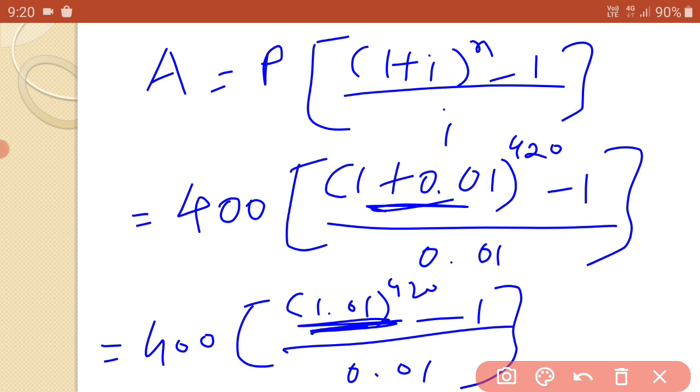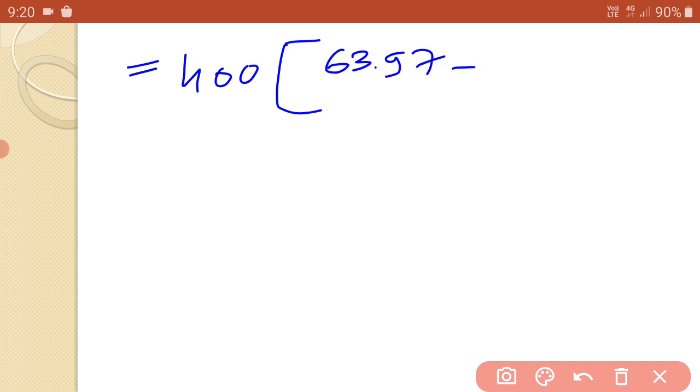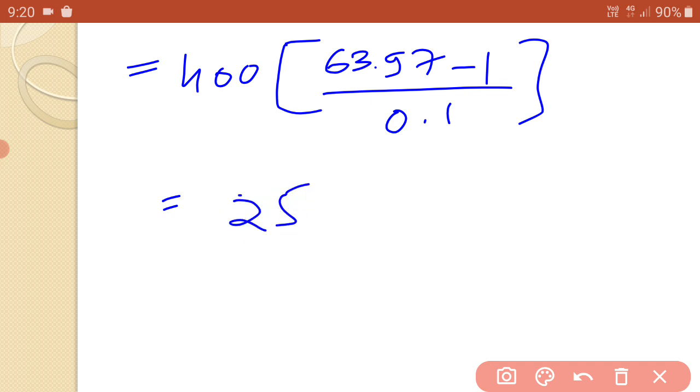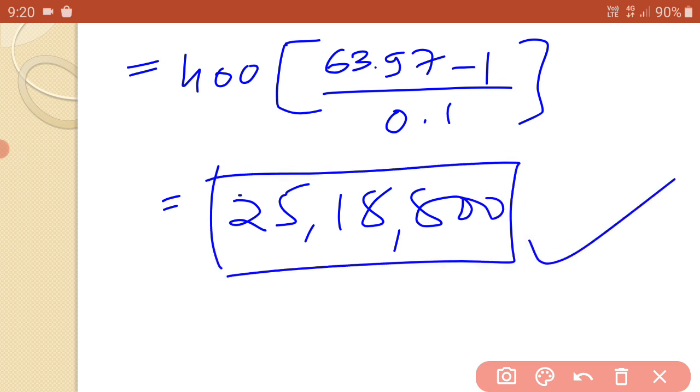Now the next step is 400 into the bracket 63.97 minus 1 upon 0.1. Finally you get the answer, which is 25,18,800. Check it on the calculator. This is the final answer.